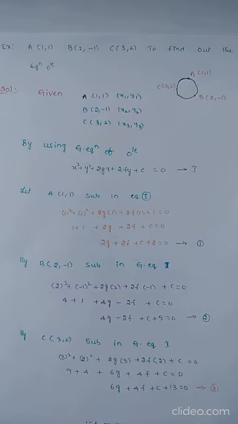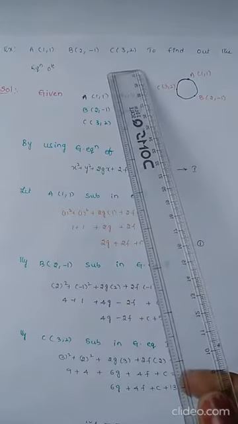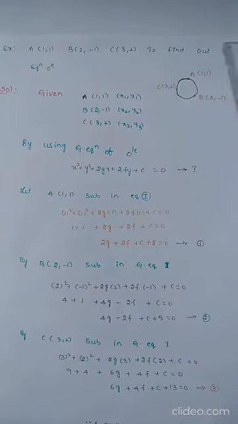For example, given the 3 points A(1, 1), B(2, minus 1) and C(3, 2), find the equation of the circle. So what is the solution? See the procedure. What is the first step?